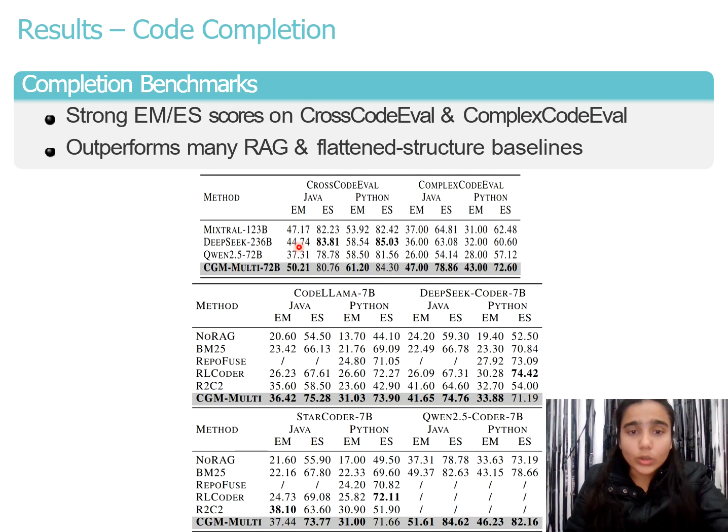When we did code completion, we got strong EM and ES scores on CrossCodeEval, especially 50% for Java, and ComplexCodeEval was also around 15 to 20% increased in comparison to RAGs, BM25 and RepoFuse. This outperforms Mistral 123B, and subgraphs also preserve deep knowledge, and are better than the text sequences that we usually give to the LLMs.